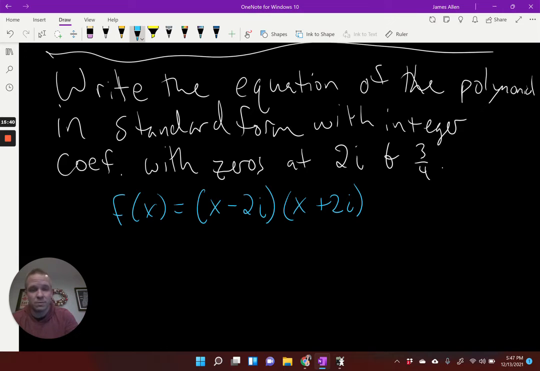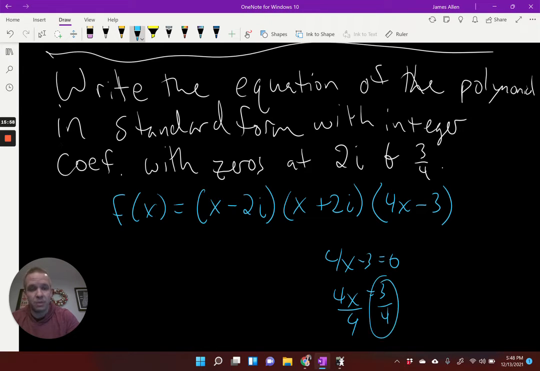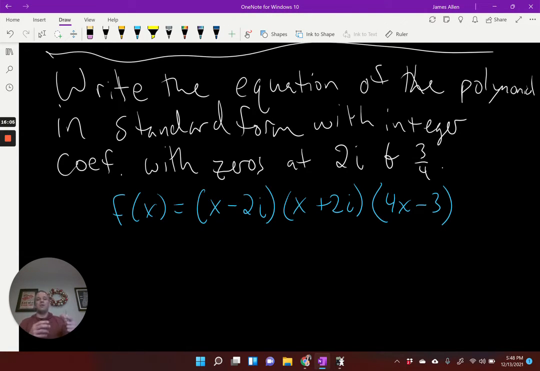I've got to think this one backwards. If I'm going to be dividing by 4, then I'm going to need a 4x. And if it's going to be a positive 3, I'm going to need this to be a negative 3 here, so that when I set 4x minus 3 equal to 0, I'm adding 3 and dividing by 4, and that's how I get that 3/4. Okay, see how we work backwards on that? Cool. So this is like factored form, but with imaginary numbers, so we can't have that. But this also just asks straight up for standard form.